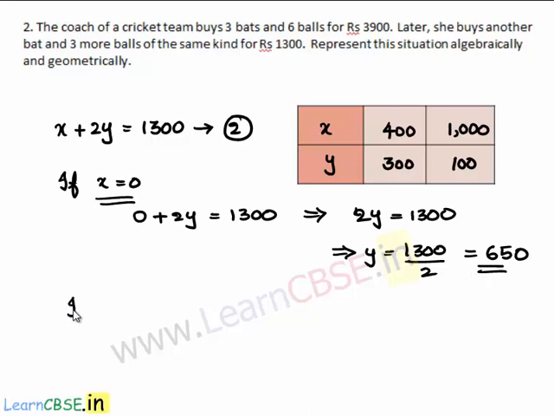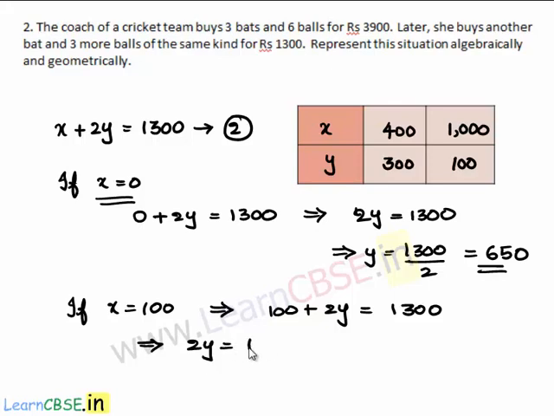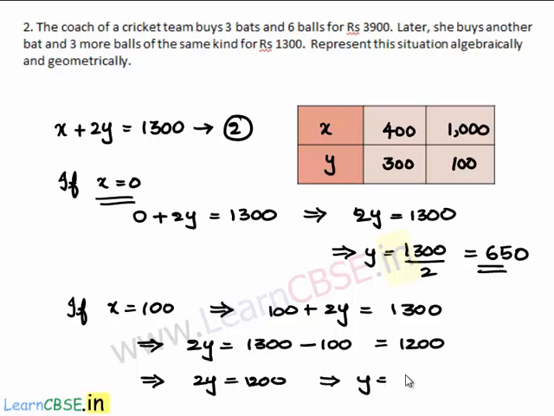Now if x is equal to 100, the equation number 2 becomes 100 plus 2y is equal to 1300. So we can write 2y is equal to 1300 minus 100, which is nothing but 1200. So 2y is equal to 1200 implies y is equal to 1200 divided by 2, which is 600. So if x is 100, the value of y is 600.